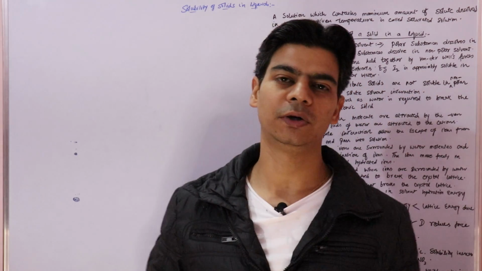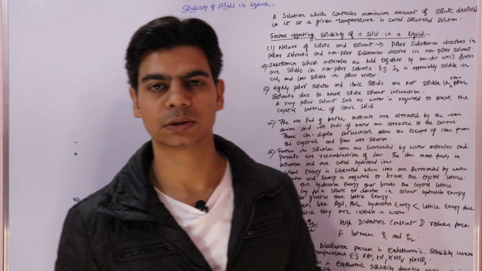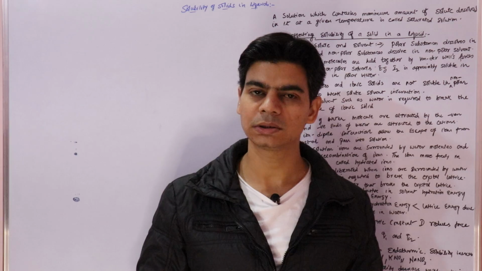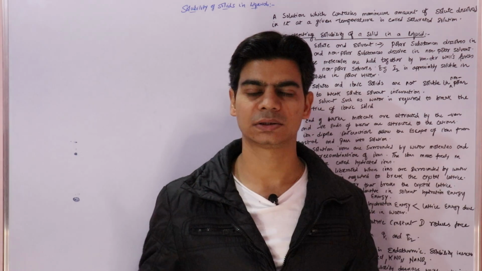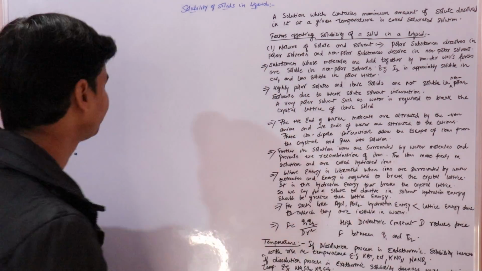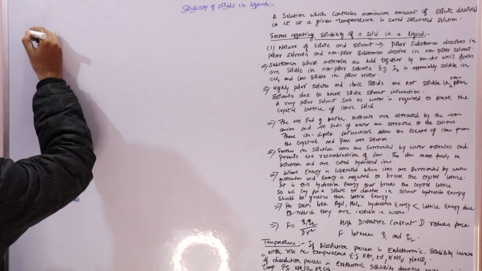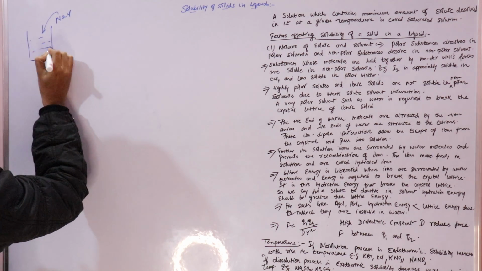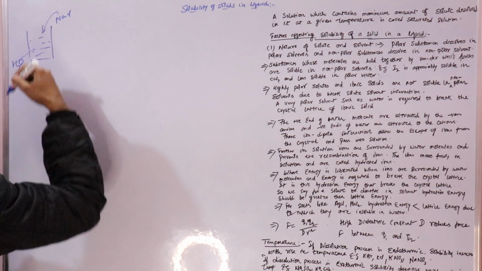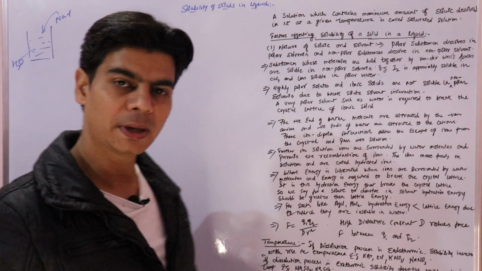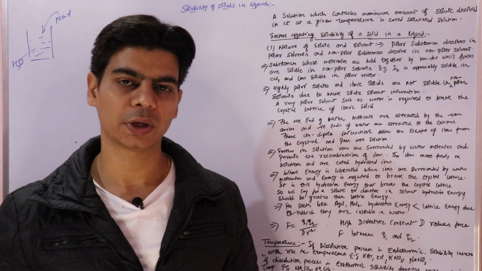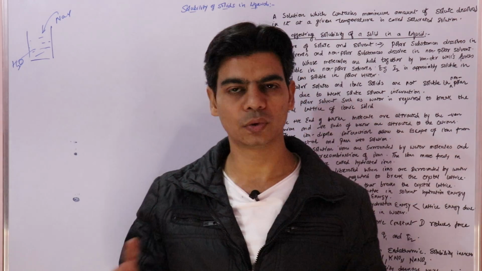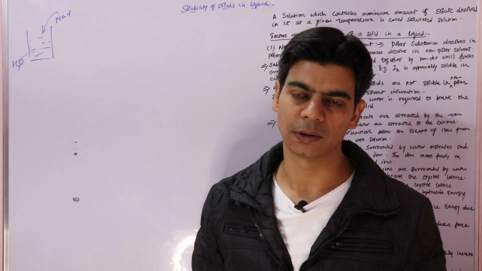In this video lecture, we will talk about solubility of solids in liquids. The most common example of a solid that gets dissolved in water is common salt, or sodium chloride. As you keep adding sodium chloride to water, it will keep dissolving in water. The process of adding sodium chloride to water, we call it dissolution.